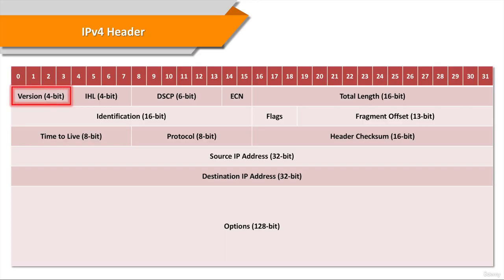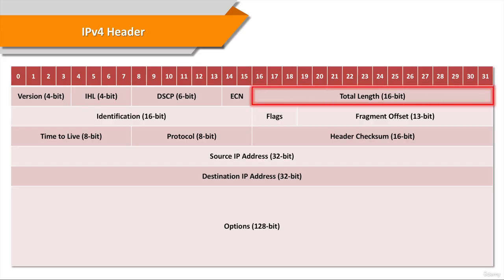The version field is always equal to 4. Why? IPv4. The Internet header length, IHL field, is the size of the header in words, where a word is always going to be 32 bits. The total length is the entire packet size.